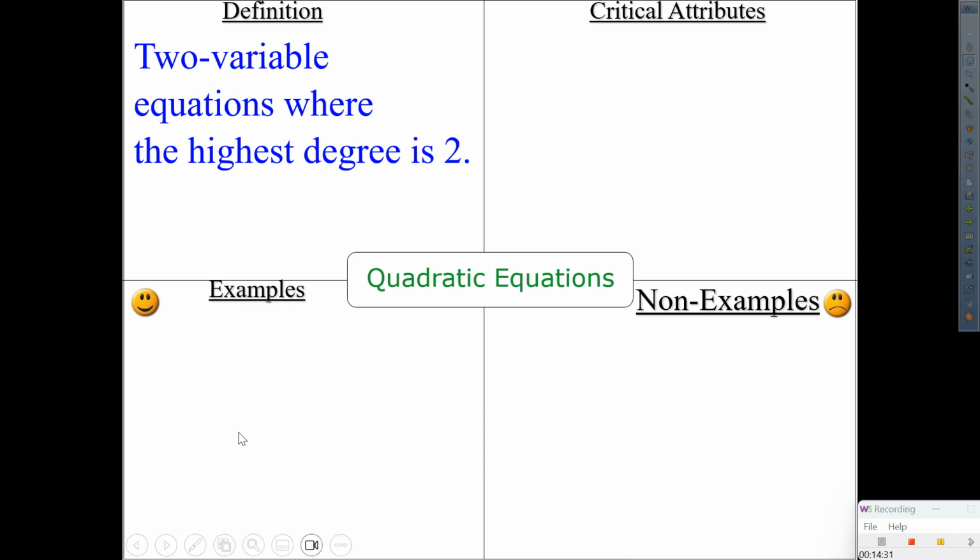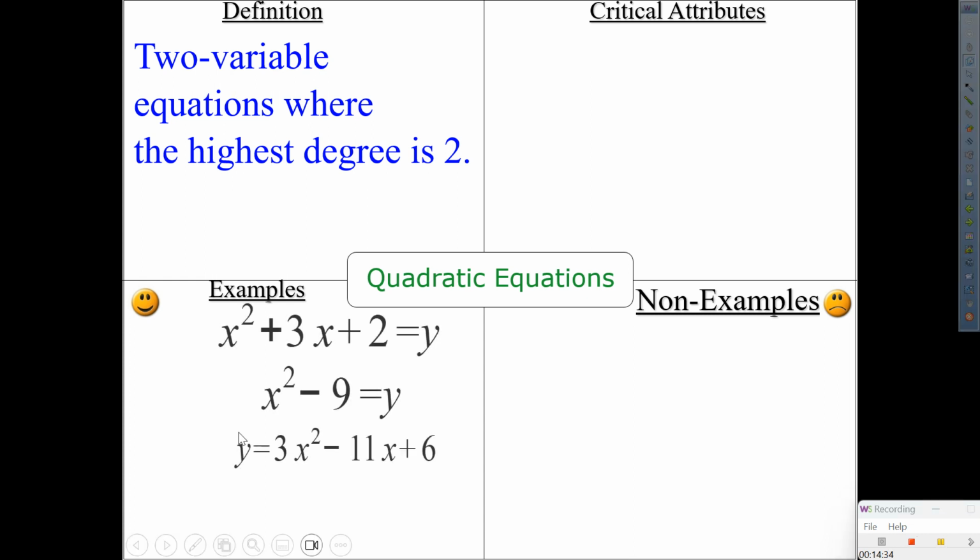Examples. 2 variable equations, x and y, highest degree of 2. Okay, look at this one. 2 variables, yes, x and y, highest degree of 2. How about this one? Yes. Okay. Copy that, please.